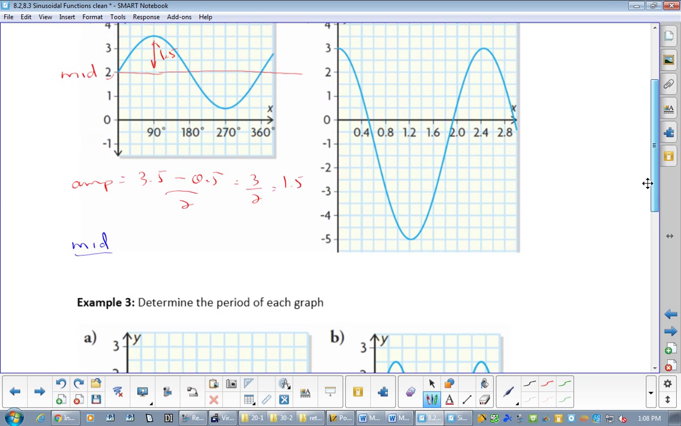Now, midline is such a similar formula. 3.5 plus 0.5 over 2. That gives me 4 over 2, and 4 over 2 is 2.